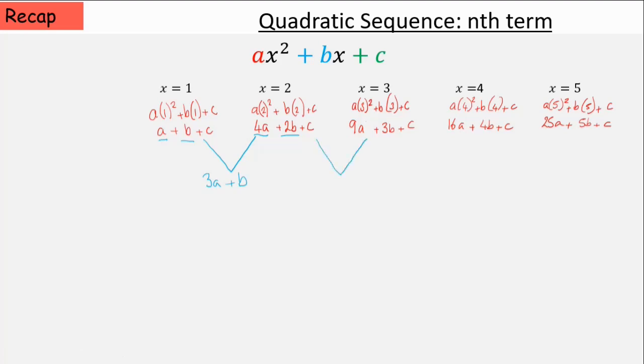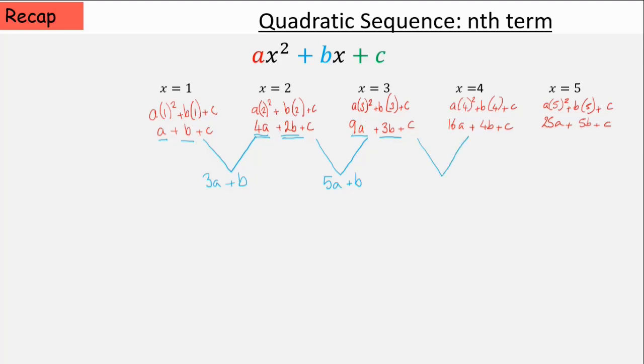Now I'm trying my best to make this as neat as possible. Again, 4a to 9a. So to go from that one now to the 9a, I've had to add 5a. To go from this 2b now up to a positive 3b, I've had to add 1b onto that, or just b. And similar again to go from the c here to the c here, no changes there.